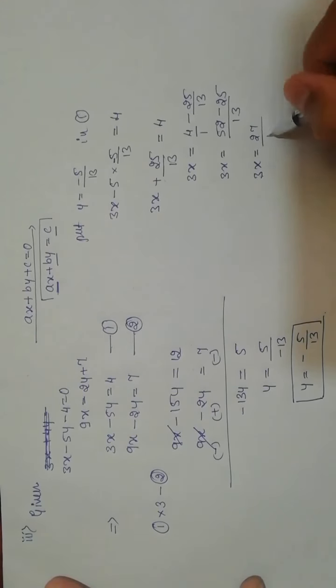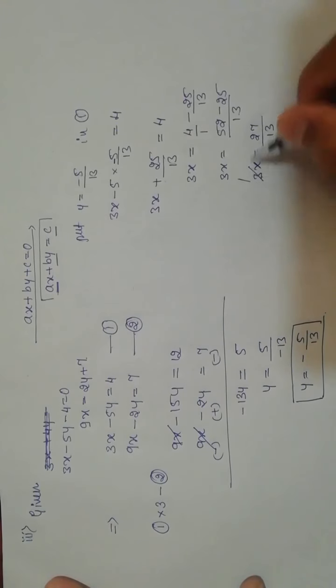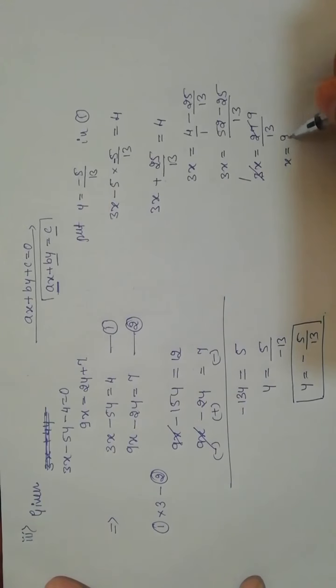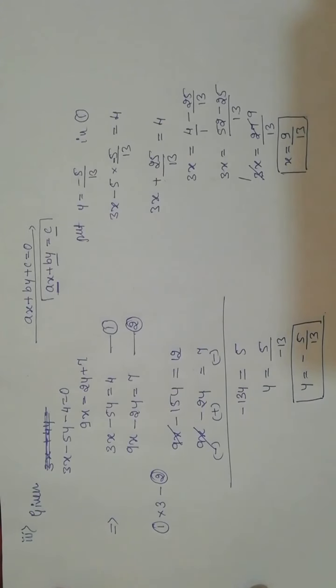27 divided by 13. So now you can cancel 27 by 3. 3 ones are 3, 9s are 27. So therefore x is equal to 9 divided by 13. So this is the required value for x, and you need to write down the conclusion at last. Write down yourself: x comma y is equal to 9 by 13 comma minus 5 by 13 is the required solution. So this completes the third question.